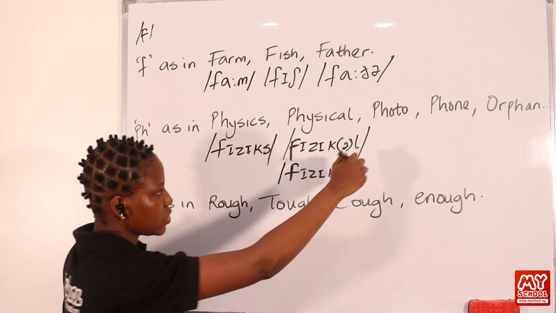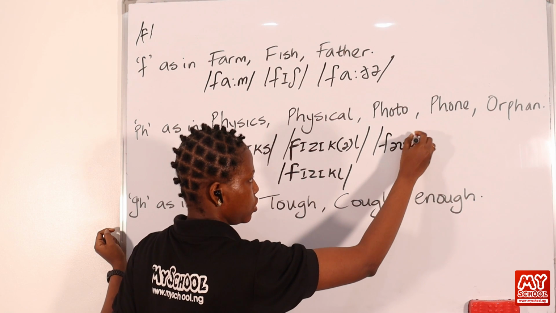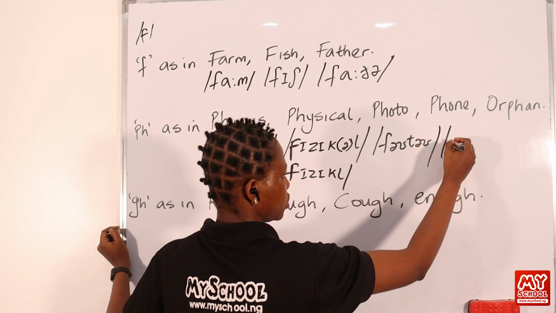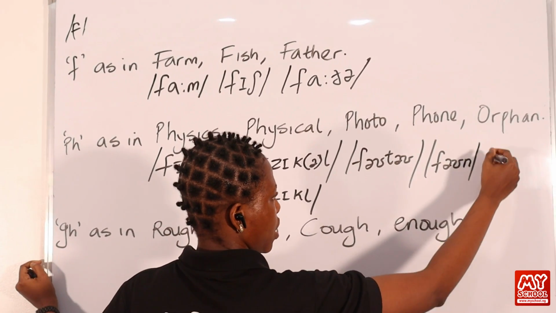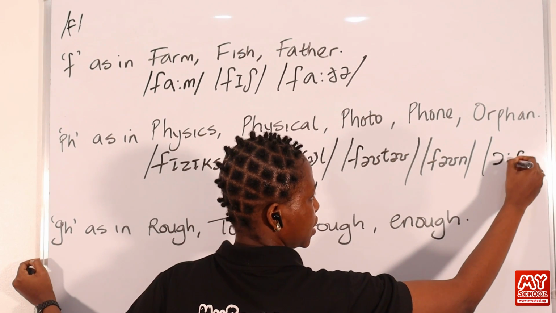Okay. So next is photo. Photo. Next is phone. Phone. Next is orphan. Orphan.